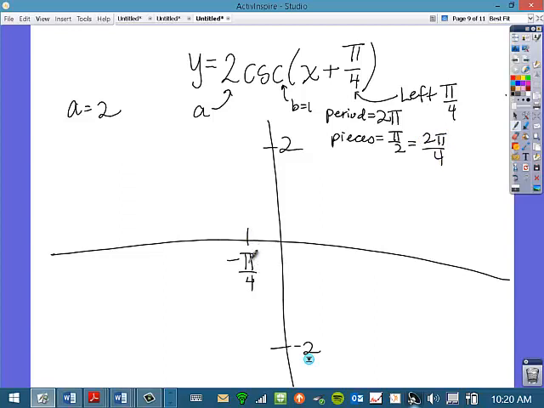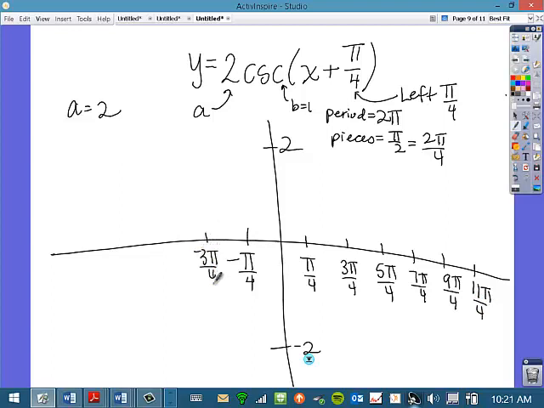Negative pi over 4 plus 2 pi over 4 is pi over 4, positive pi over 4. And then if I add 2 pi over 4 to that, that'll give me 3 pi over 4. And if I add 2 pi over 4 to that, that'll give me 5 pi over 4. If I add 2 pi over 4 to that, I'll get 7 pi over 4, 9 pi over 4, 11 pi over 4. Let's go back the other way. Negative 3 pi over 4, negative 5 pi over 4, negative 7 pi over 4, negative 9 pi over 4.